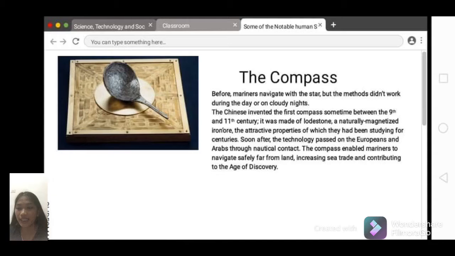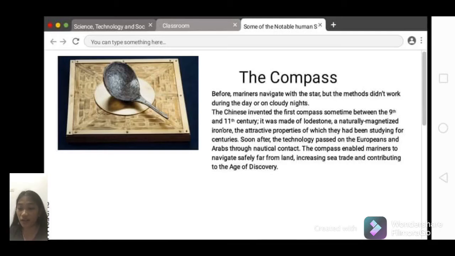The compass. Before, mariners navigated with the stars, but the method did not work during the day and cloudy nights. The Chinese invented the first compass sometime between the 9th and 11th century. It was made of lodestone, a naturally magnetized iron ore, the attractive properties of which they had been studying for centuries.